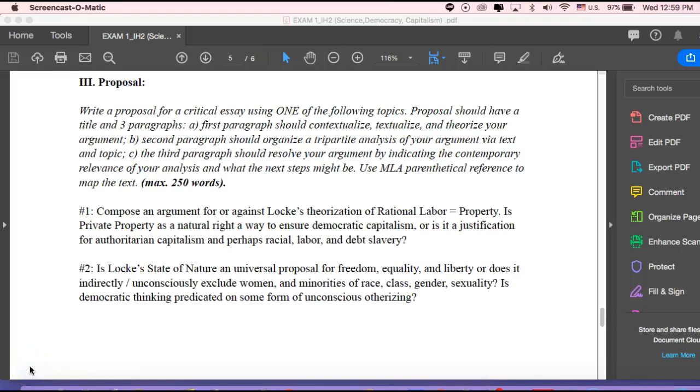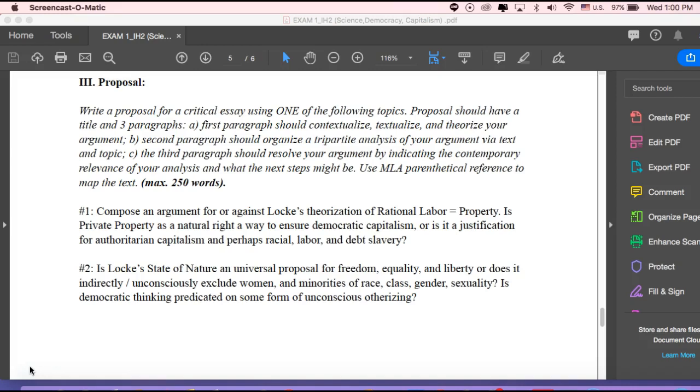Right, so your proposal is outlining, not in bullet point form, but in narrative form, what the paper would look like. So it should be three paragraphs. The first paragraph is your introductory paragraph, which is contextualizing the problem, textualizing and theorizing it, and blueprinting it.